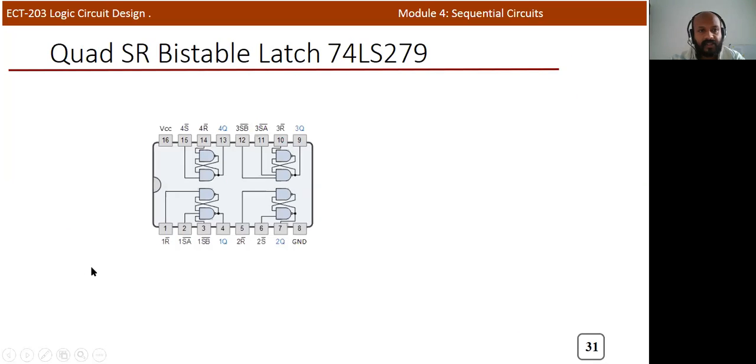So this is a practical IC which is used as an SR flip-flop. As a code, within a single IC you will get 4 SR flip-flops. Actually, this is a latch, not a flip-flop, because it works like a level triggered one, not an edge triggered one. SR flip-flops are not very common because we use JK flip-flops instead. That's why SR flip-flop ICs are not very common.